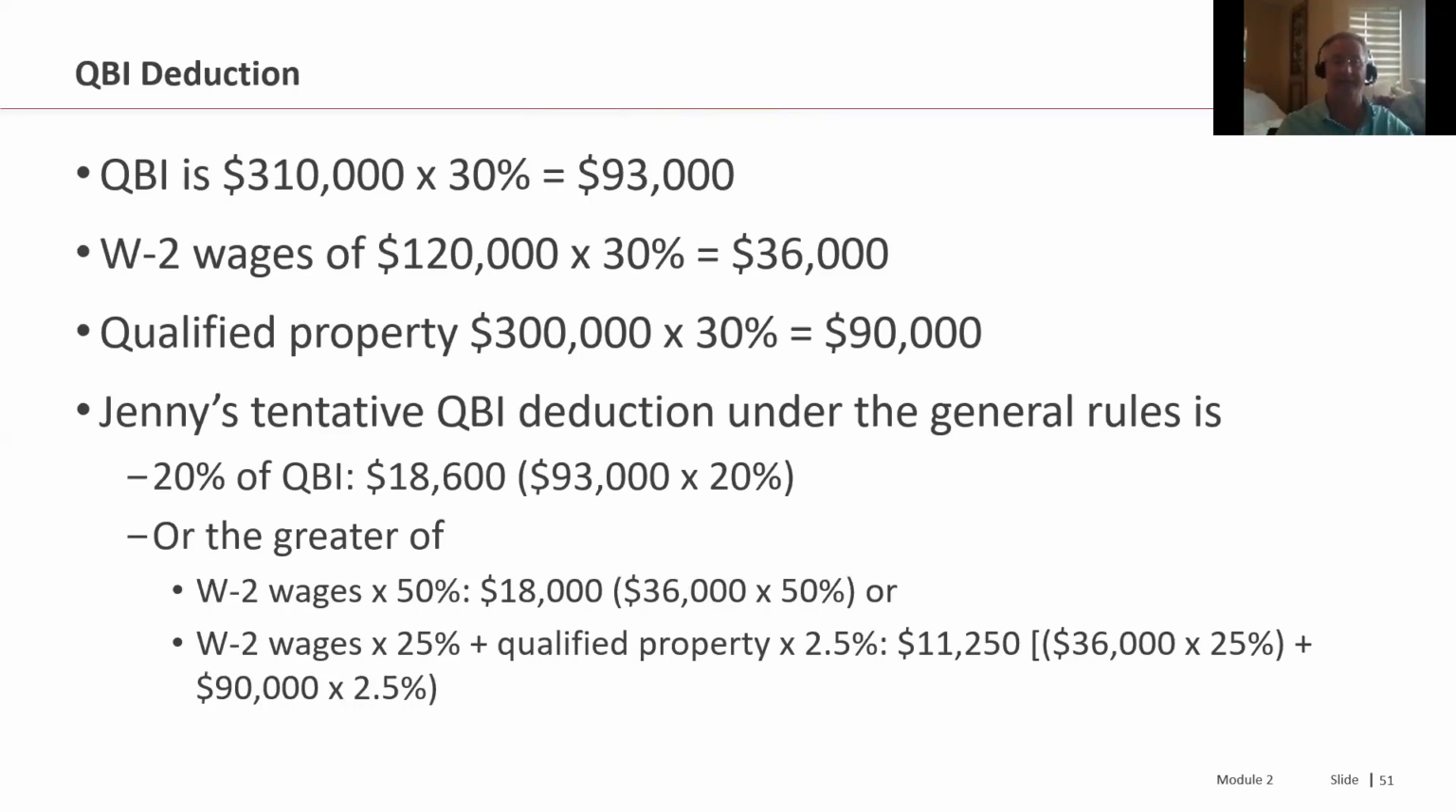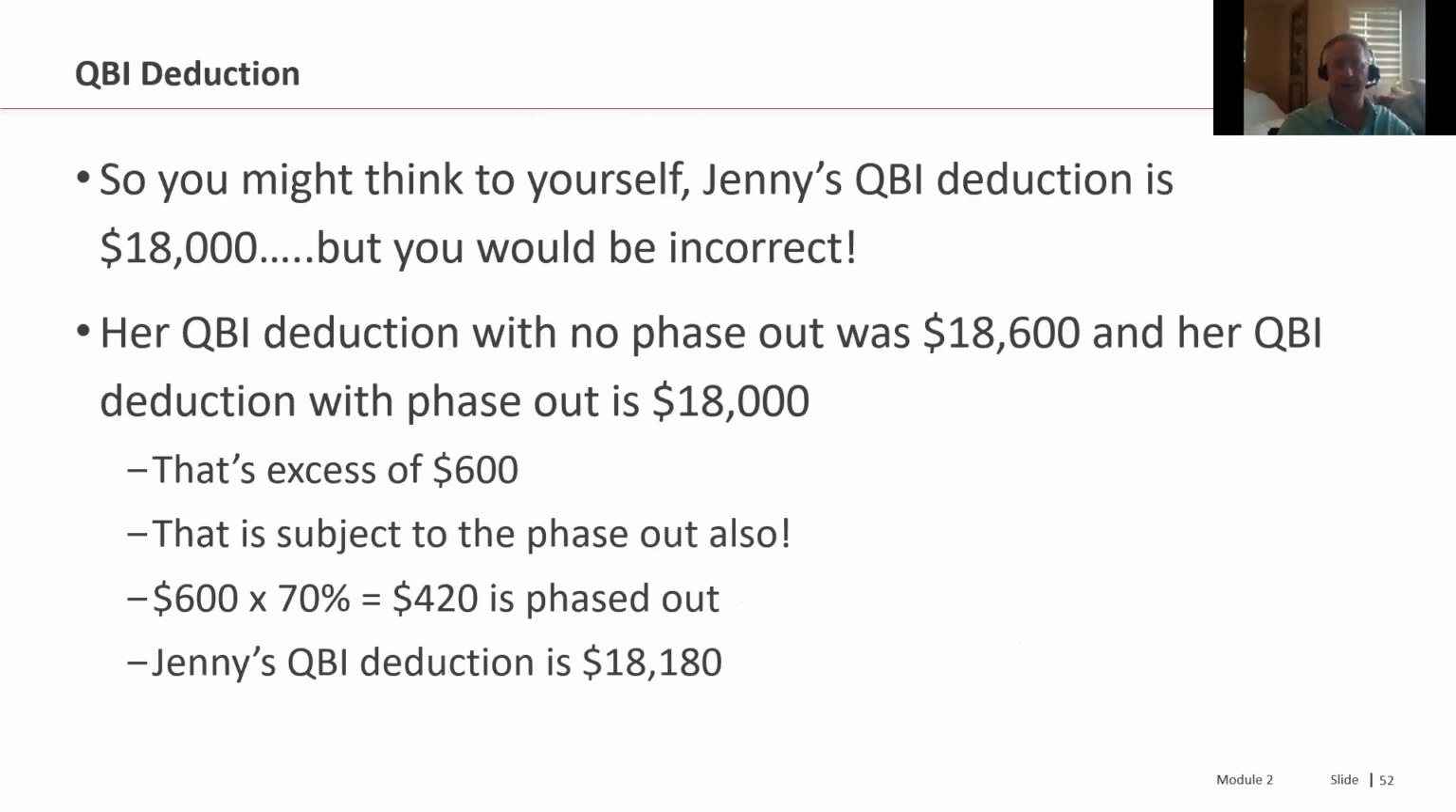So 20% of her phased out QBI is 93,000 times 20%, or only 18,600. We compare that to the greater of her W-2 wages times 50%, but only the 30% that matters. 36,000 times 50% is only 18,000. W-2 wages times 25% plus qualified property is the same calculation, but only at the 30% numbers. So we end up with 11,250. So the greater of those two is 18,000. So you'd think at this point, you'd say, well, her QBI deduction is 18,000, but that is not correct.